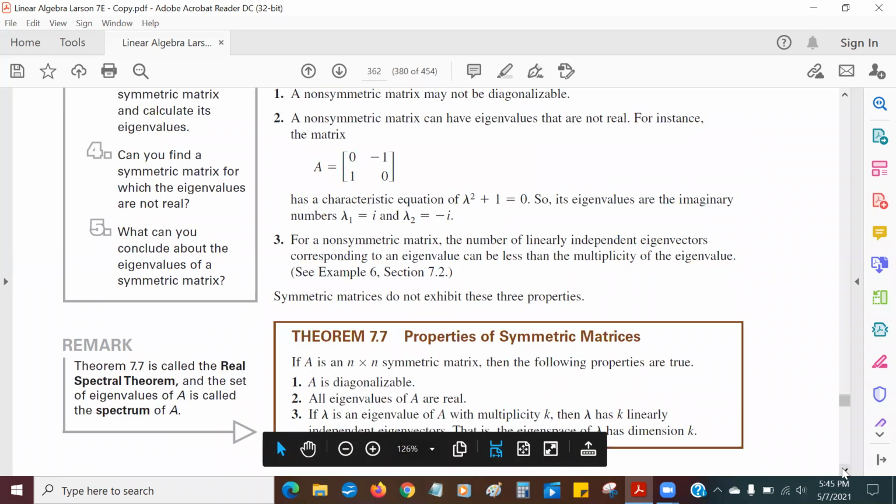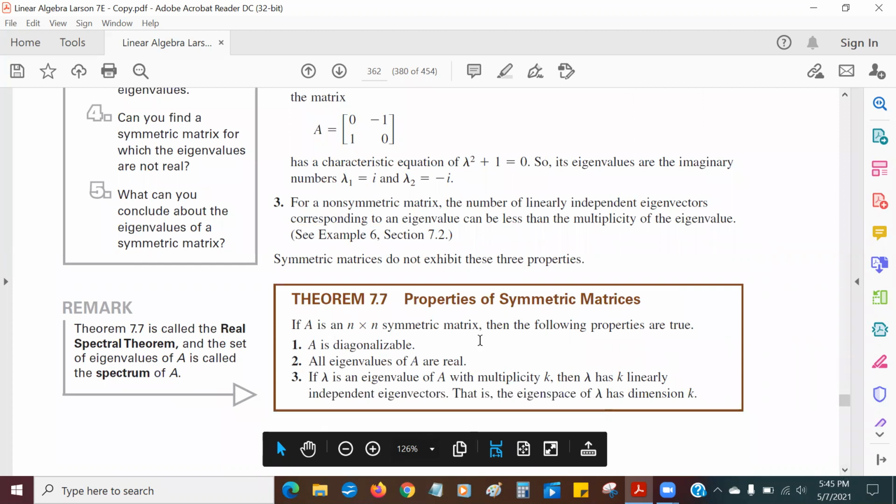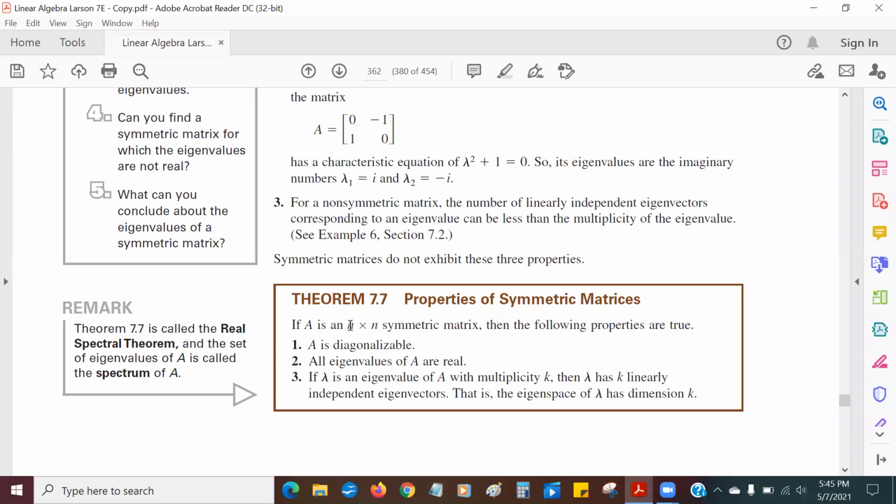But there's a huge theorem. I'm just going to mention 7.7. I'm not going to prove any of it except for part of part 1. So if A is an n by n symmetric matrix, then A is diagonalizable. Now we're going to prove this part, this first statement. Never mind. We're going to prove this part right here, but we're not going to prove it for all matrices. We're just going to prove it for a 2 by 2 matrix.